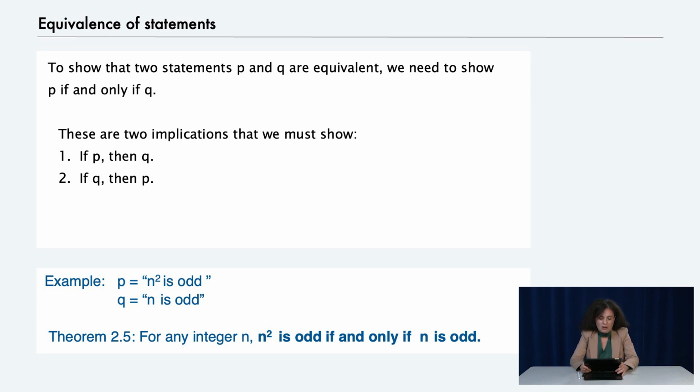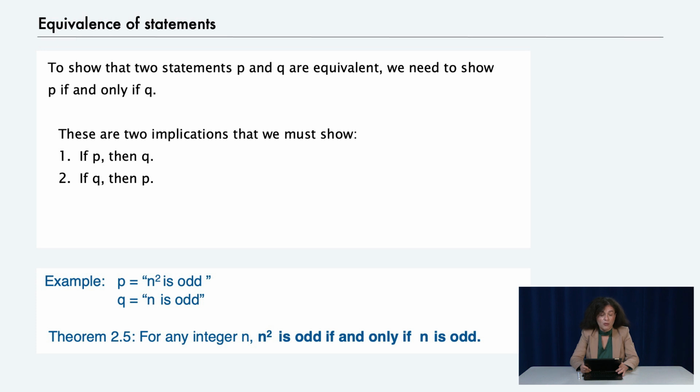Let's look at another concrete example. If, again, we have P, our premise, equal to n squared is odd, and Q equal to n is odd, then we will have for any integer n, n squared is odd if and only if n is odd. We will show both directions of that if and only if statement. But first, let's talk about how we can do this.